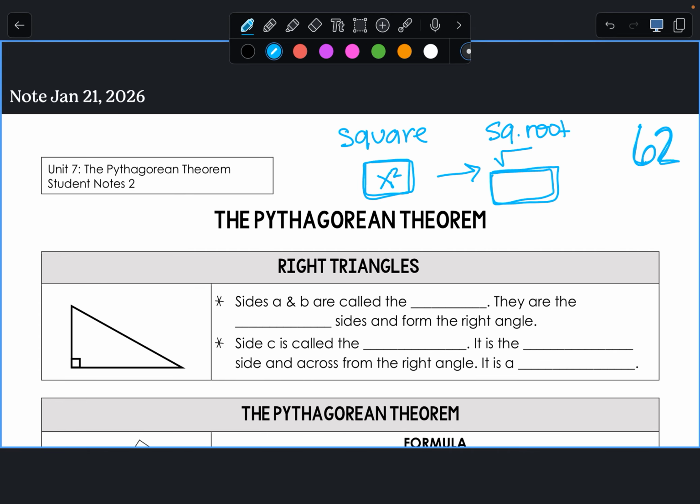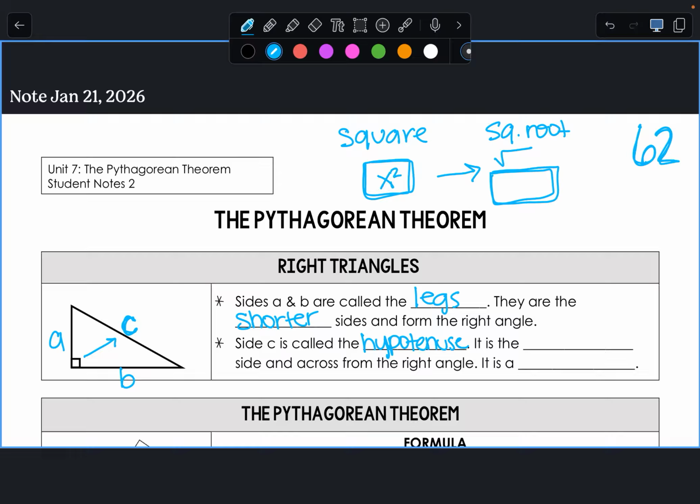So for the Pythagorean theorem, right triangles. Your sides, what are they called? Starts with an L. They're called the legs. What are the letters that we use for the legs? A and B. And these are going to be the shorter sides. Okay. Side C, we just talked about it before starting the lesson. What is side C called? Hypotenuse. Even though you have an E right there.